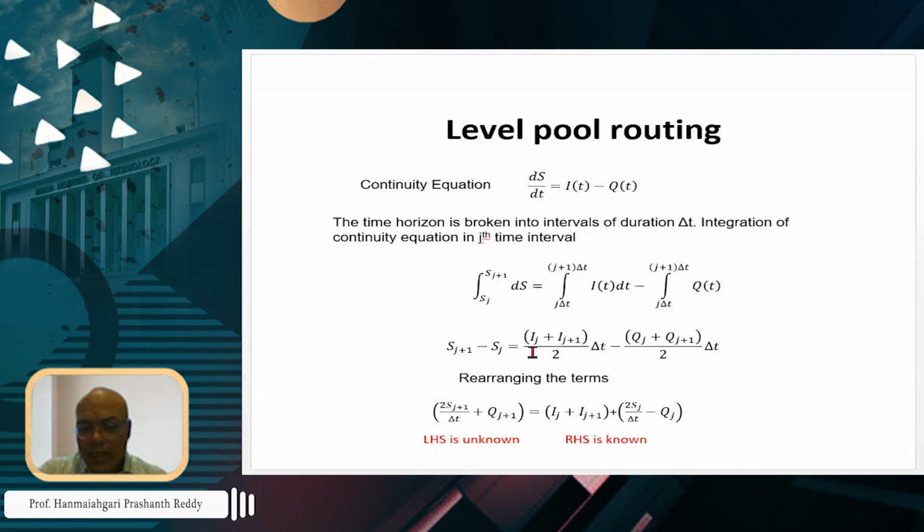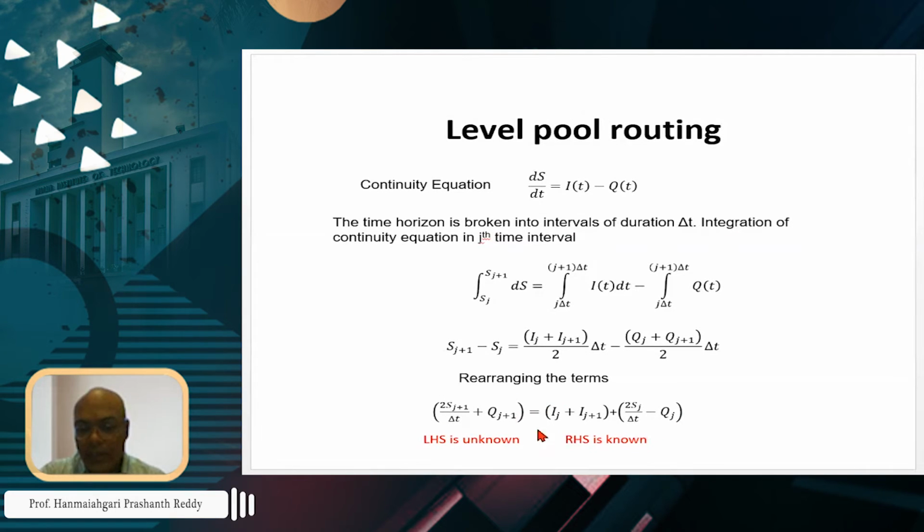Okay, we will discretize this and write it in an algebraic format. Then Sj plus 1 minus Sj is equal to (Ij plus Ij plus 1) by 2 times delta t minus (Qj plus Qj plus 1) by 2 times delta t. Now we rearrange the terms. Then we write 2Sj plus 1 by delta t plus Qj plus 1 is equal to Ij plus Ij plus 1 plus 2Sj by delta t minus Qj. So this is the final equation used to calculate the outflow hydrograph in level pool routing.